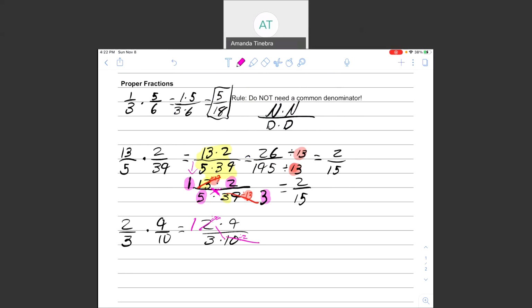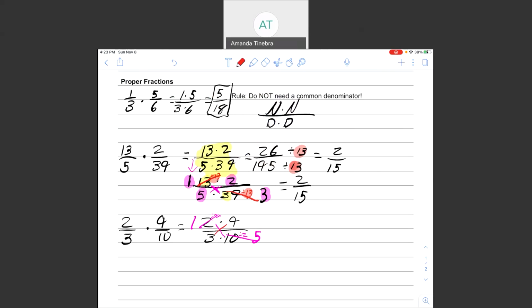2 divided by 2 gives me 1. 10 divided by 2 gives me 5. I can do the same thing with 3 and 9. Okay, thinking, is there anything that goes into 3 and 9? Well, 3 goes into both. So I'll divide both by 3. 9 divided by 3 is 3. 3 divided by 3 is 1.